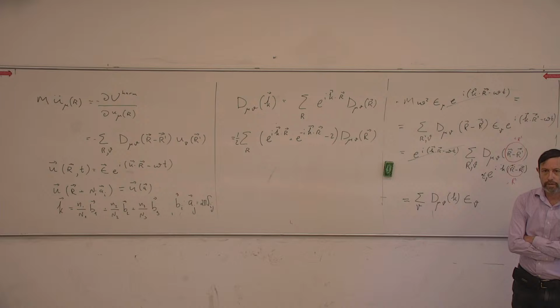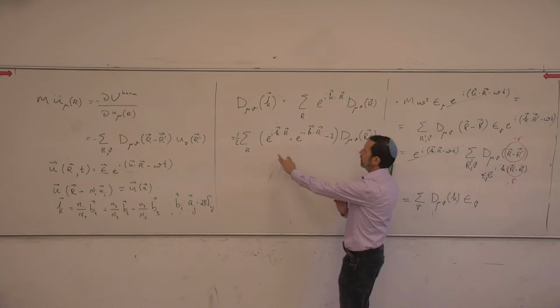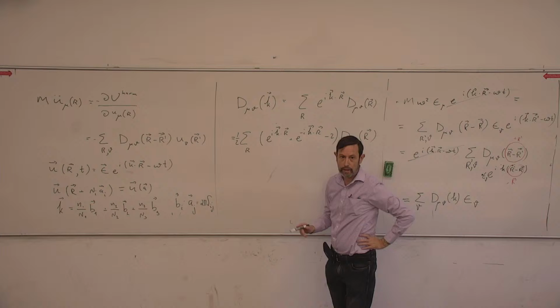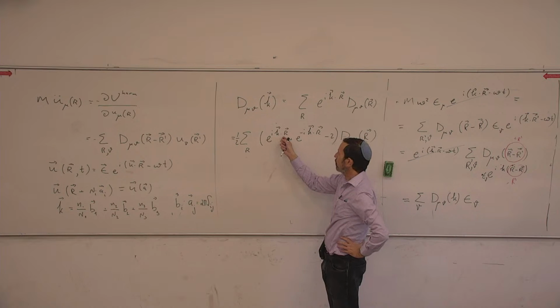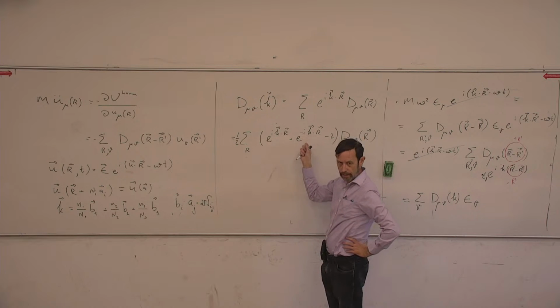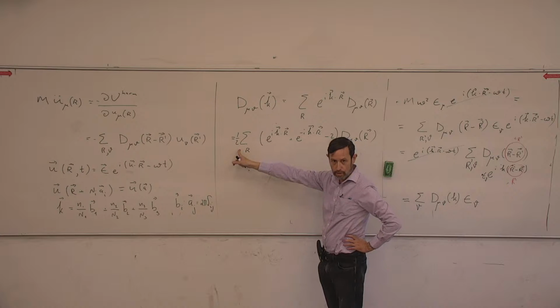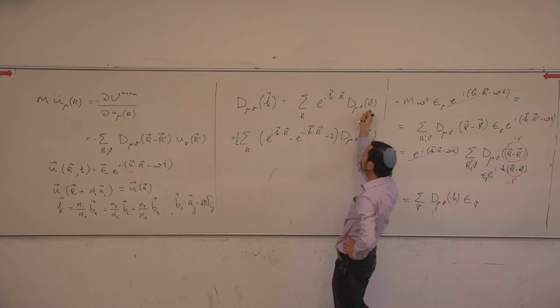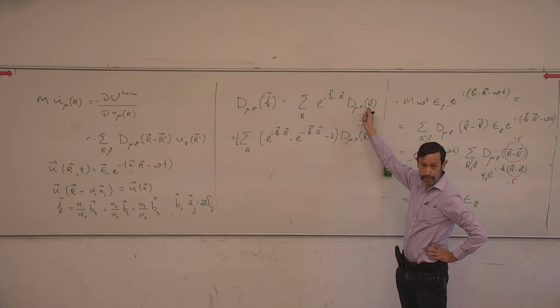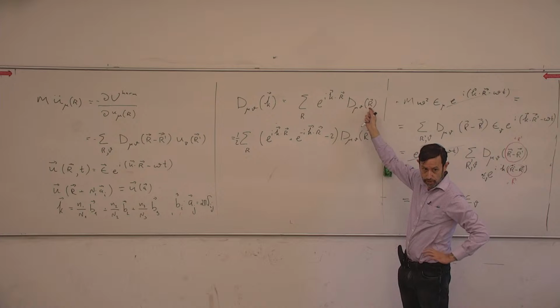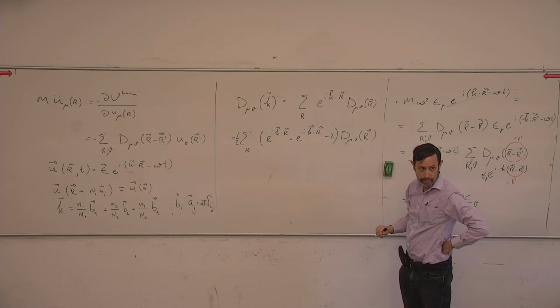Somebody can tell me what did I do here? Okay, instead of writing e to the power ikr, I wrote e to the power ikr plus e to the power minus ikr, divided by 2. Why am I allowed to do it? Because d of r and d of minus r are the same. So I'm allowed to do it.